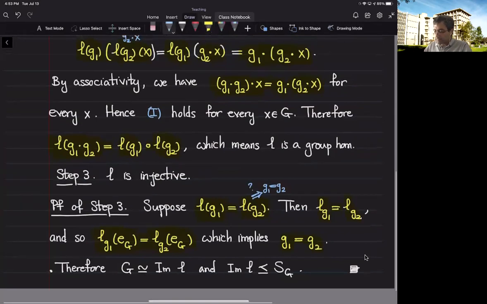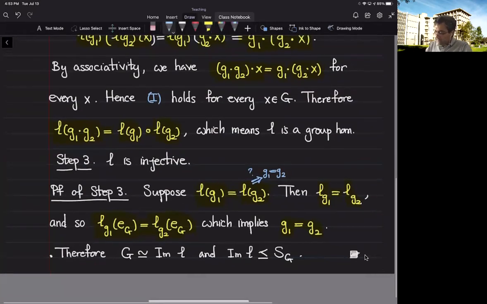So let me repeat this. If I think about L as a function not from G to S sub G, but rather from G to the image of L. The image of L is a subgroup of S sub G. Now we showed that this is a group homomorphism. We showed that it is injective, because L is injective. By changing the codomain, I ensured that it is surjective. So it is injective, it is surjective, therefore it's a bijection. It's a bijective group homomorphism, and so it's an isomorphism.